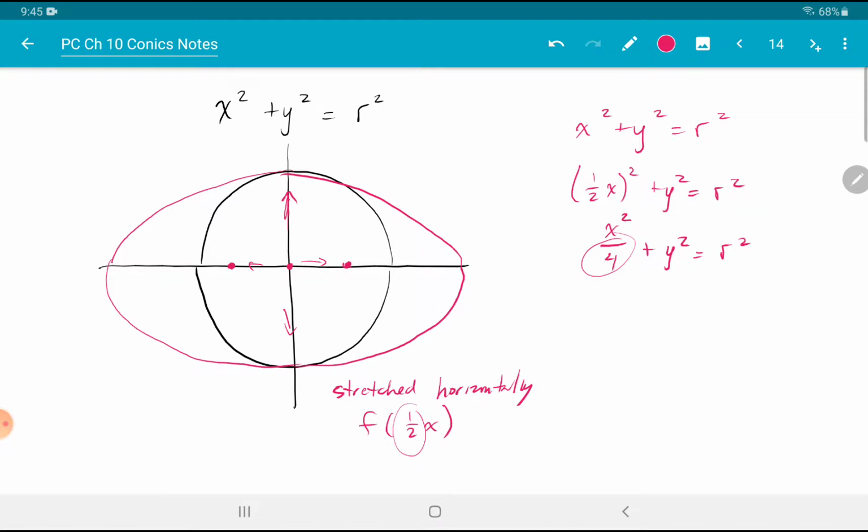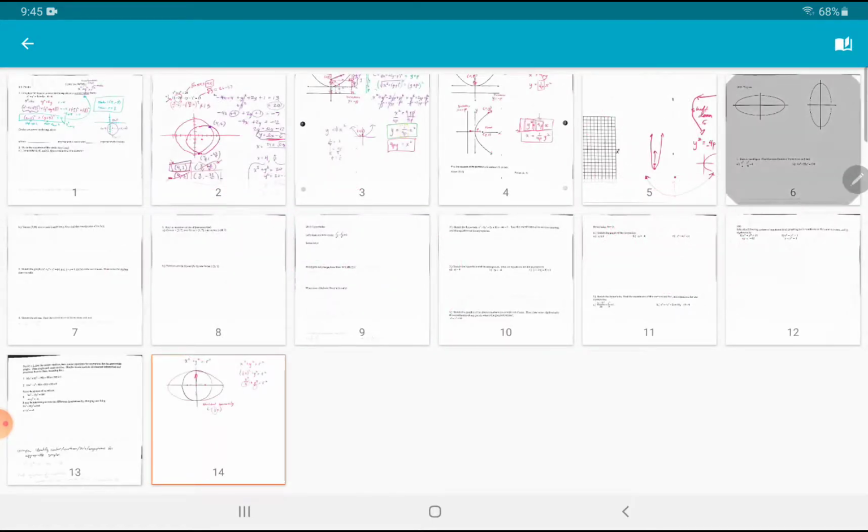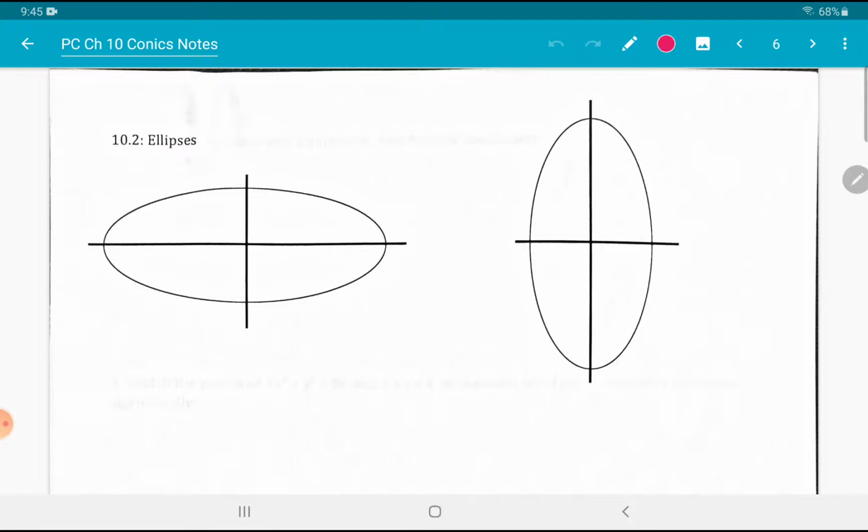The same thing can be said for the y's. If you stretch it vertically, then it's going to affect the y's, and maybe you'll actually have something down here to show what that y will become. So, going now to our ellipse equations, what we're going to do is label all the parts of an ellipse, both horizontal and vertical, and see what kind of equation we can form.